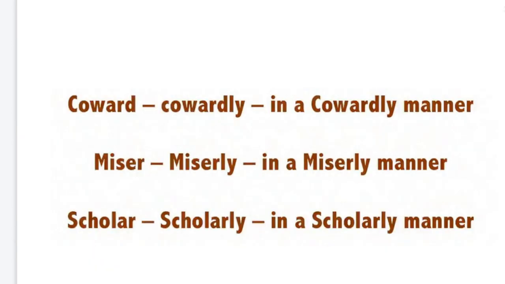Now there are three more which you have to remember, and if you want to make the adverb, then it is slightly different. So these words are coward. This is the adjective form, cowardly, and this is the adverb form, in a cowardly manner. Miser, the adjective is miserly and adverb is in a miserly manner. Similarly, scholar, adjective is scholarly and adverb is in a scholarly manner. So these are what you call adverbs and these are what you call adjectives. Now you can see that they have ly and still they are adjectives. So don't get confused. The words are coward, miser, scholar.